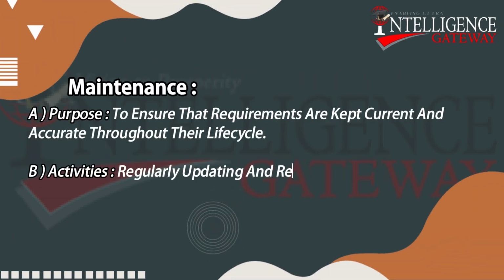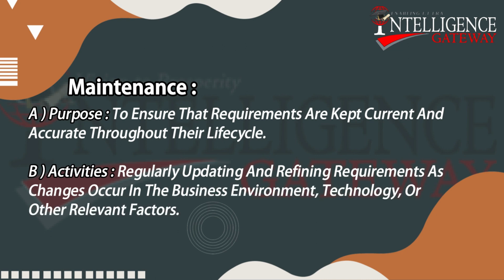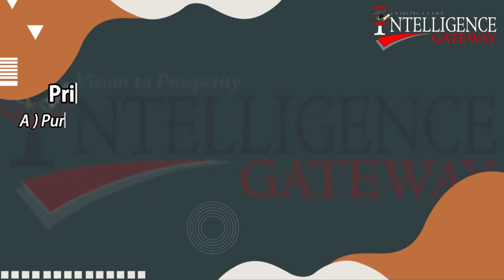Maintenance. A. Purpose. To ensure that requirements are kept current and accurate throughout their life cycle. B. Activities. Regularly updating and refining requirements as changes occur in the business environment, technology, or other relevant factors.